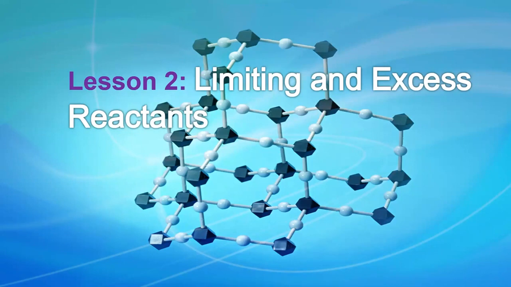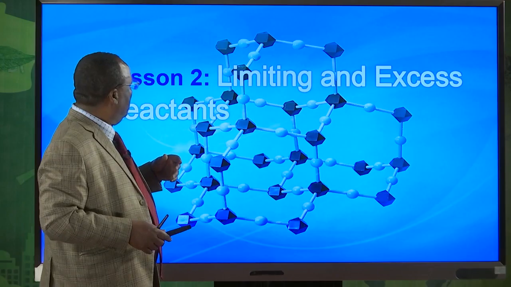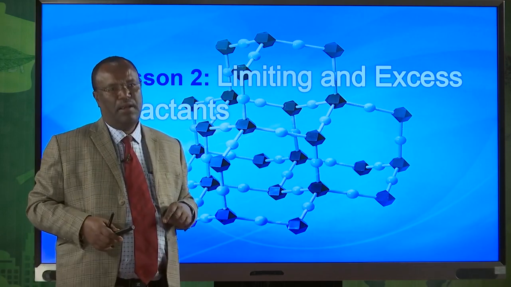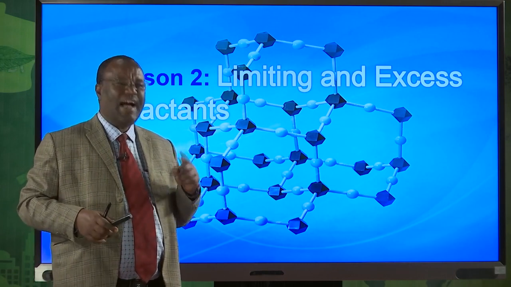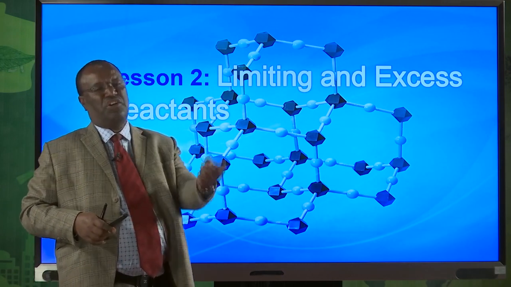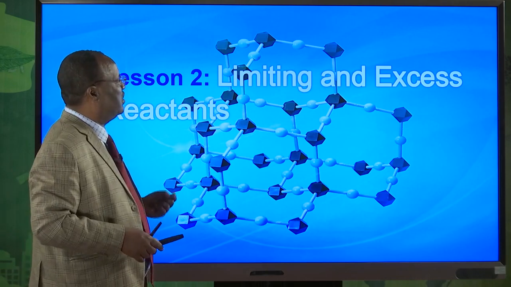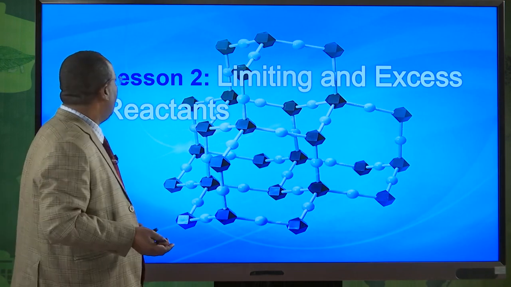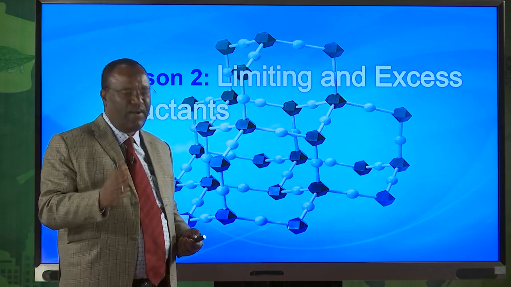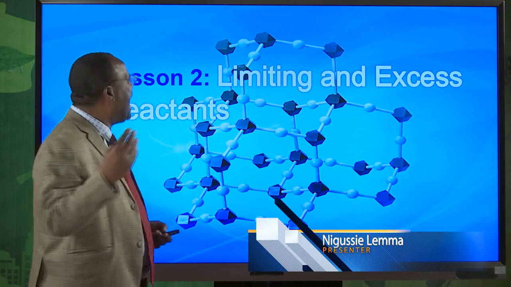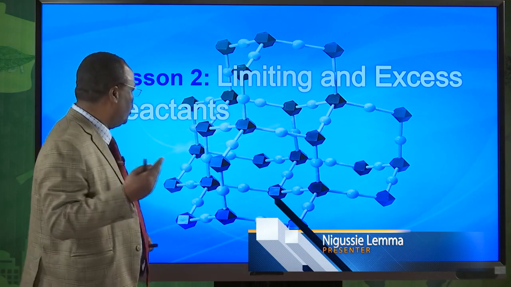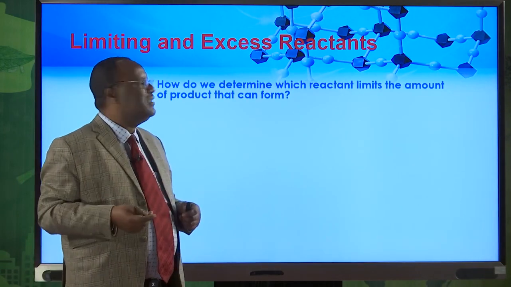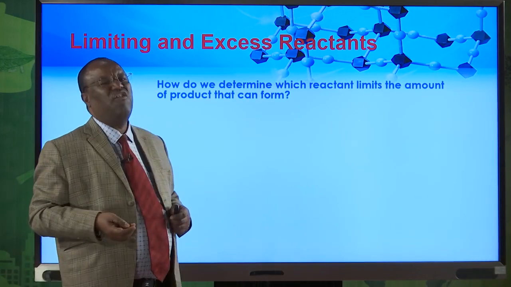Okay, let's come to the second lesson. The second lesson is limiting and excess reactants: determining the reactant that limits the product formed in chemical reactions, and the excess reactant that remains after the completion of the chemical reaction. How do we determine the limiting reactant in chemical reactions? How do we determine which reactant limits the amount of products that can form?